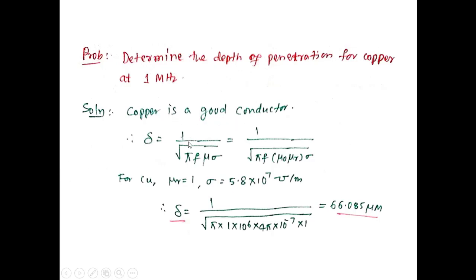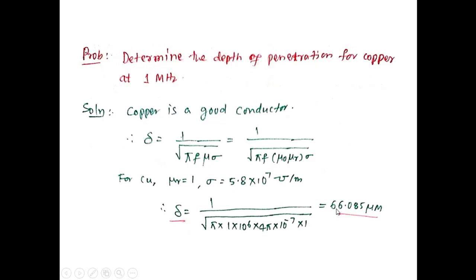Therefore, delta is given by 1 divided by under root of pi f mu sigma is equal to 1 by under root of pi f mu naught mu r sigma. So, for copper mu r is equal to 1, sigma is equal to 5.8 into 10 raised to 7 mho per meter. Therefore, delta is equal to 1 divided by under root of pi into 1 into 10 raised to 6 into 4 pi into 10 raised to minus 7 into 1.